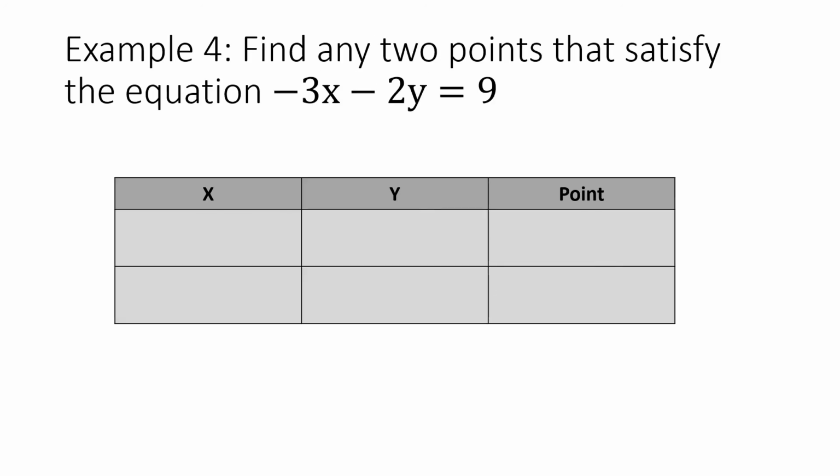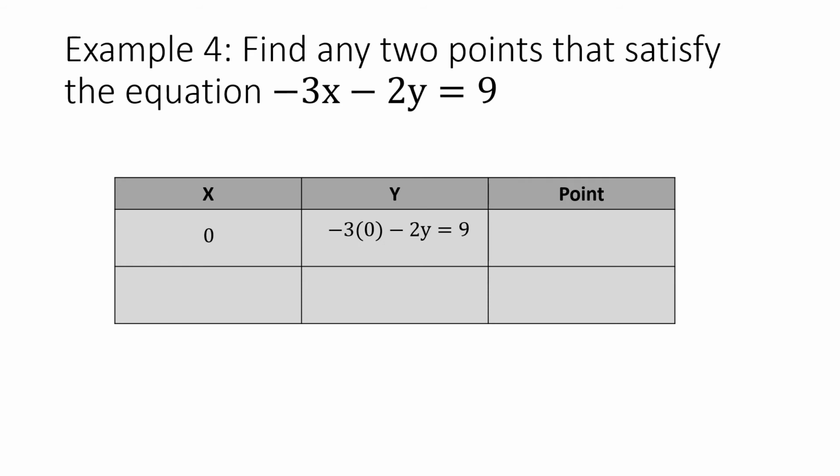Example 4, find any 2 points that satisfy the equation -3x minus 2y equal to 9. And so I'm going to follow a similar approach as I did in example 3. I'm going to choose 0 as my x coordinate for my first point, and then I'm going to substitute it into the equation where I see the x, and I'm going to then solve for y to get my y value to get my final point.